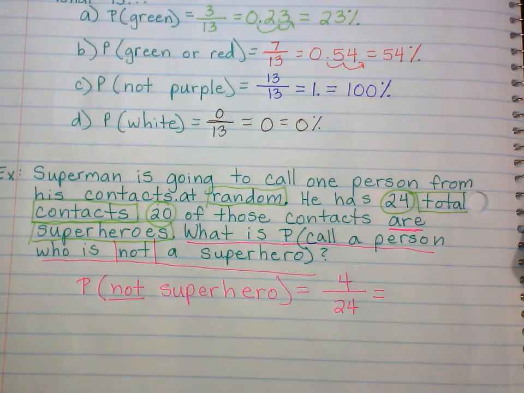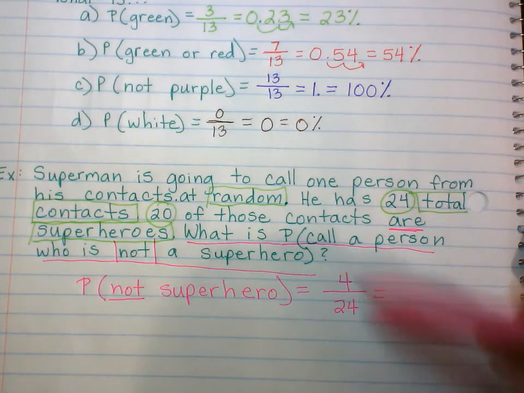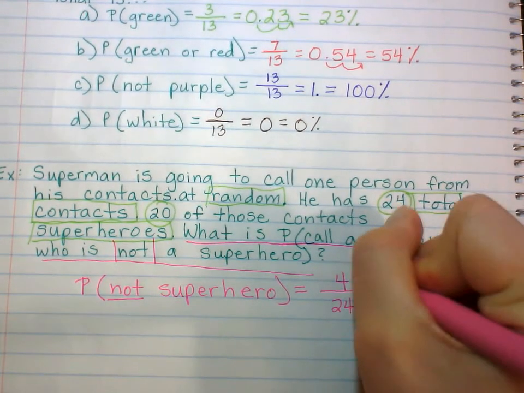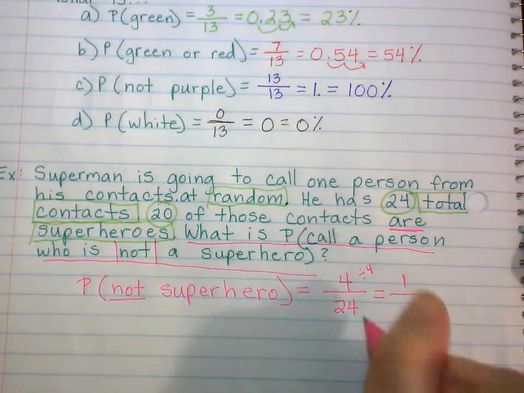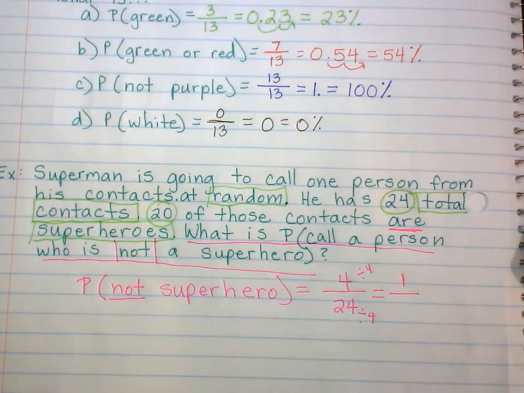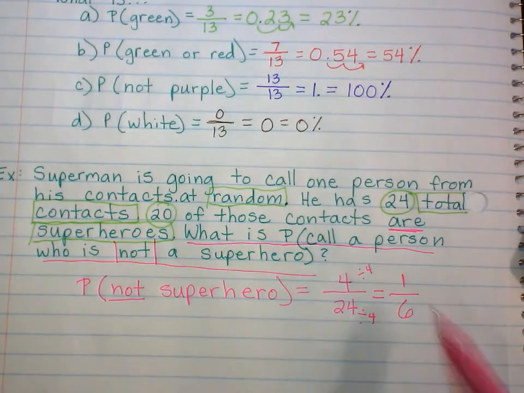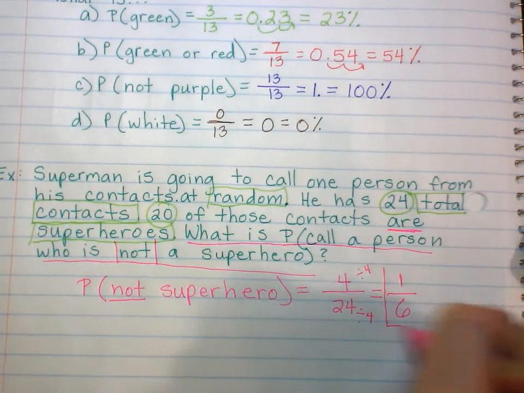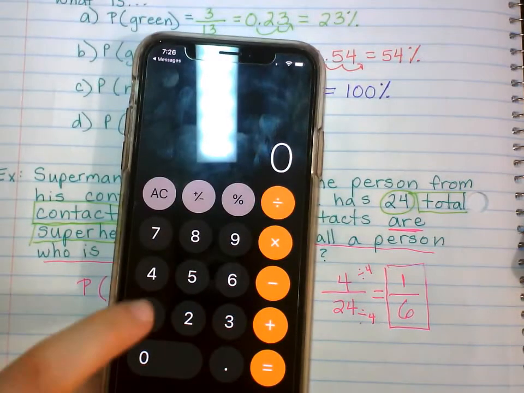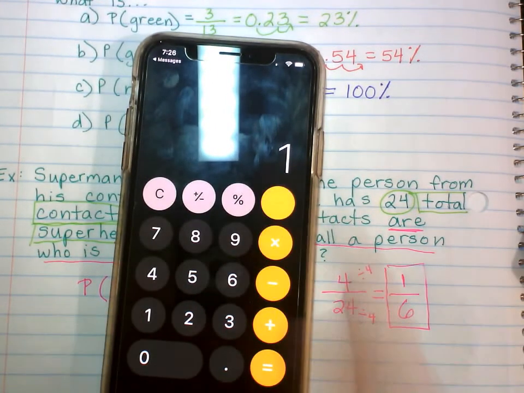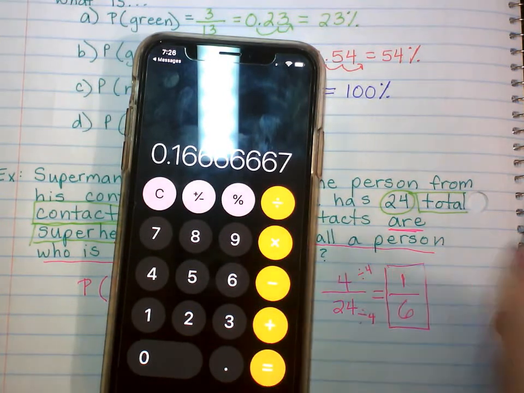Can you simplify this fraction? Yeah. 4 goes into both numbers. 4 divided by 4, 1. 24 divided by 4, 6. So it's a 1 out of 6 chance that he is going to call someone that's not a superhero. 1 divided by 6. Okay?